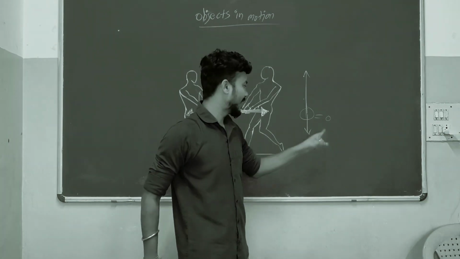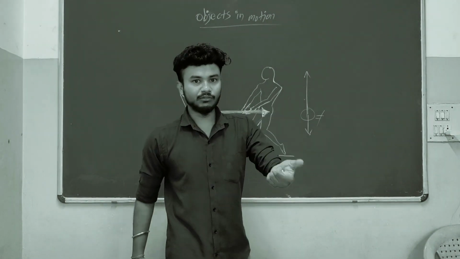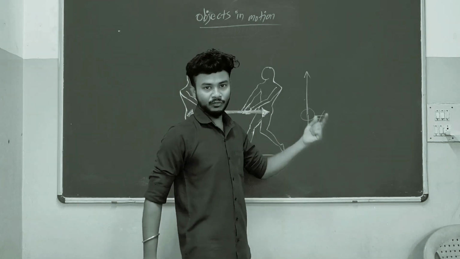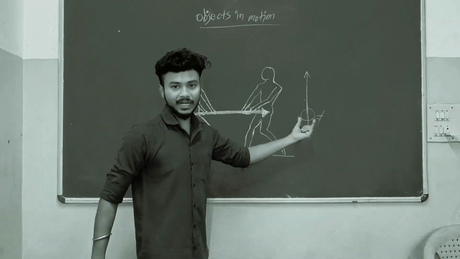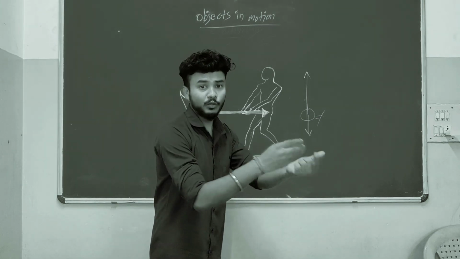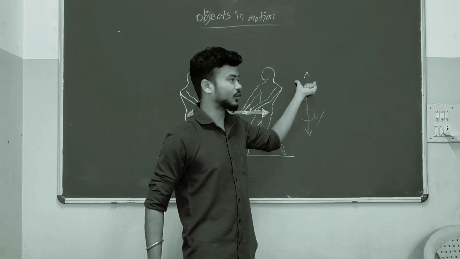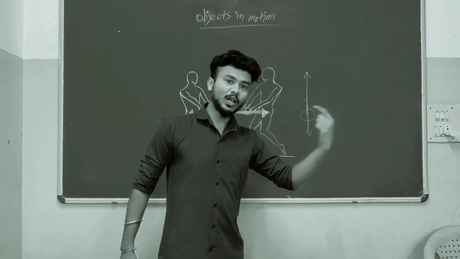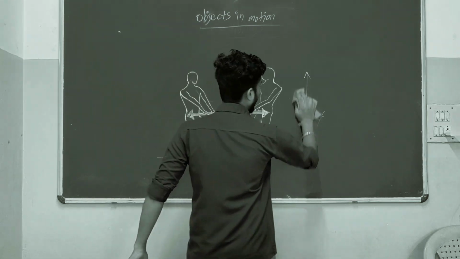Then the sum of these two forces will not be equal to zero, so one force will be more. What will happen then? It is an imbalance in the equilibrium. Imbalance means the object may move. The object may move to the side where there is more force. We are going to see that now. That is nothing but objects in motion.